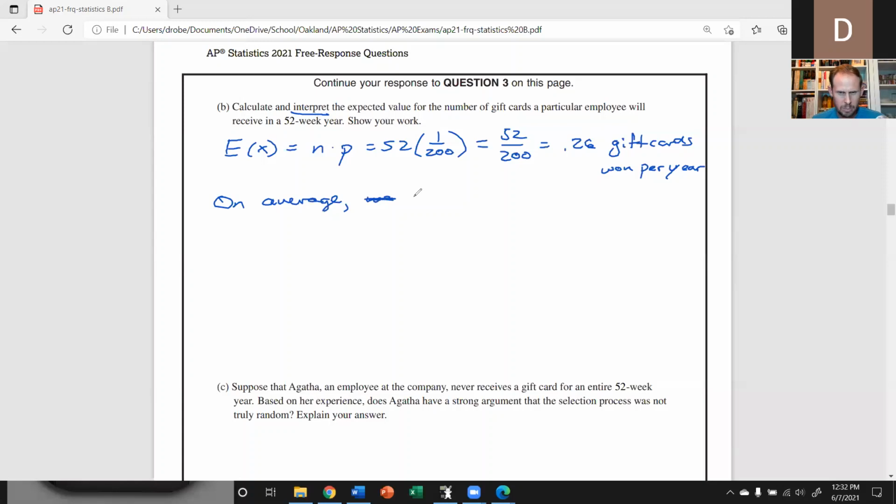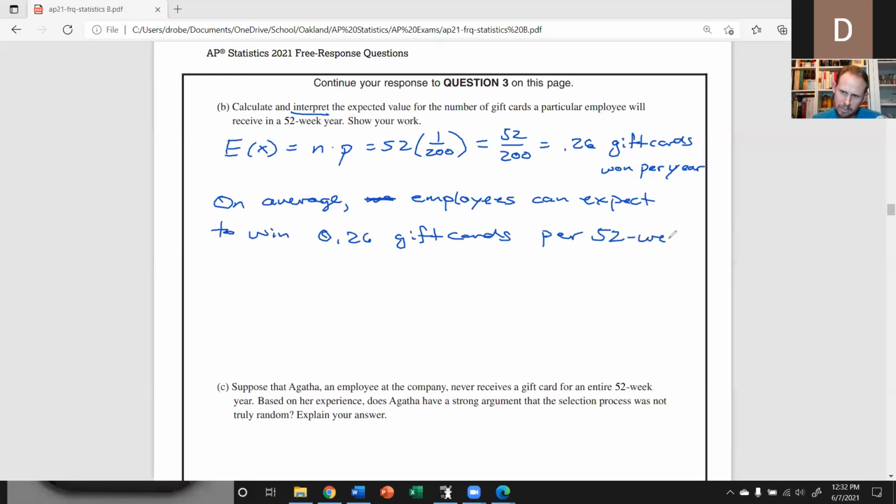I don't want to say we, because we're not employees there. Employees can expect to win 0.26 gift cards per 52 weeks. I guess I don't need a dash, but they were saying 52-week year, but for 52 weeks. There we go. All right, so there's B. So there's our and interpret.